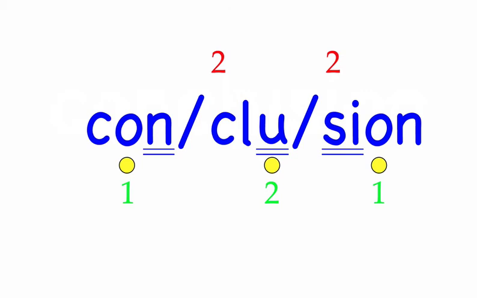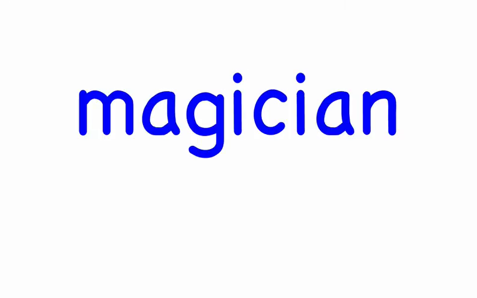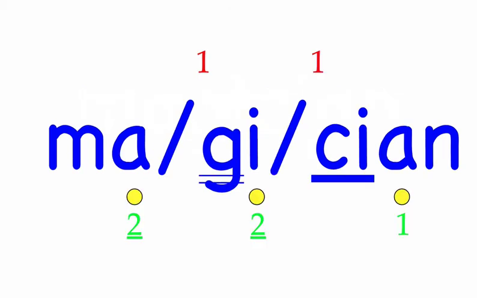Magician. Magician. The children had a magician at their party. Now for spelling, pronounce this magician. Ma, 2 sounds. A. J, 2 sounds. J, I. Shan, 3 sounds. Sh, a, n. Magician. Mark the word. Magician.